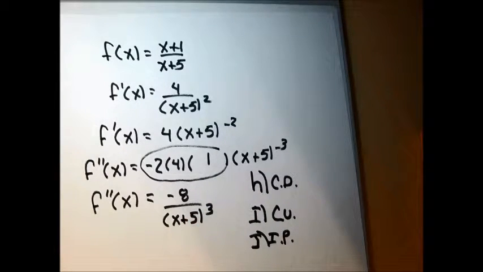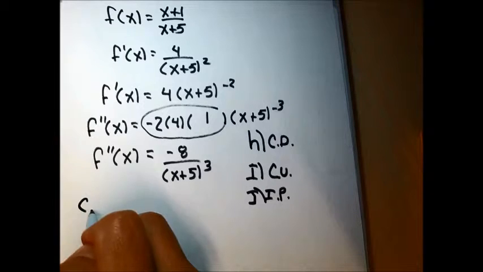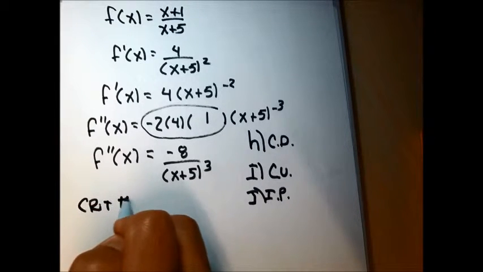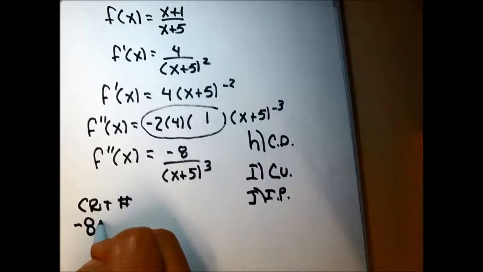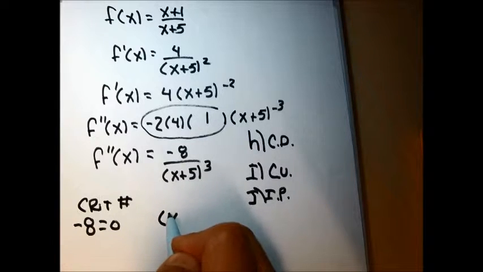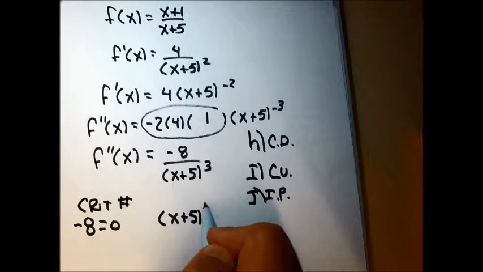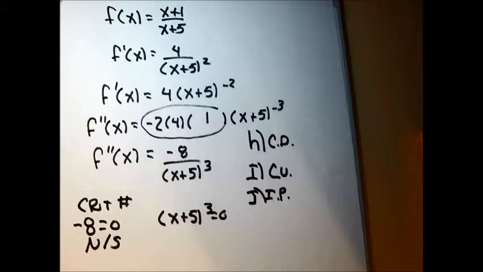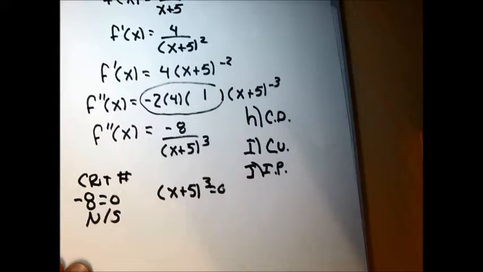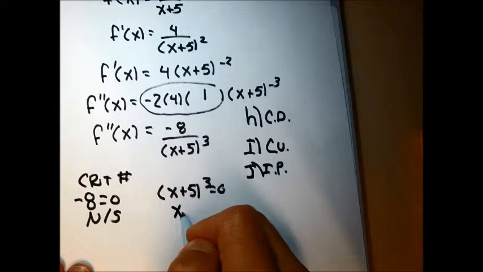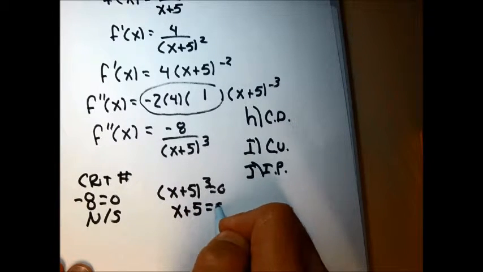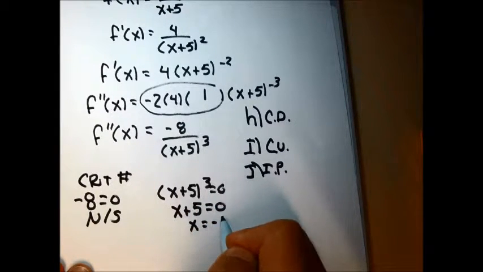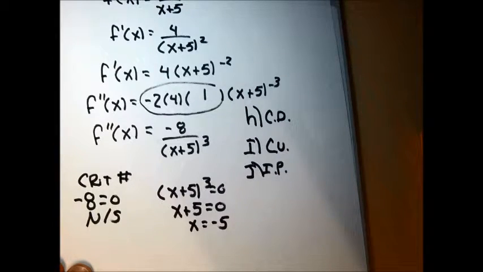I'm going to get my critical numbers now. To get the critical numbers of a fraction, you separately take the numerator equal to 0 and the denominator equal to 0. Negative 8 can't equal 0 because there isn't an x. For the x plus 5 cubed equal to 0, it's enough just to take x plus 5 equal to 0, and you're going to get x equal to negative 5.